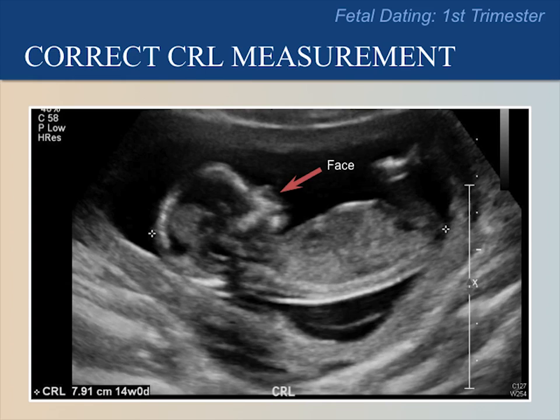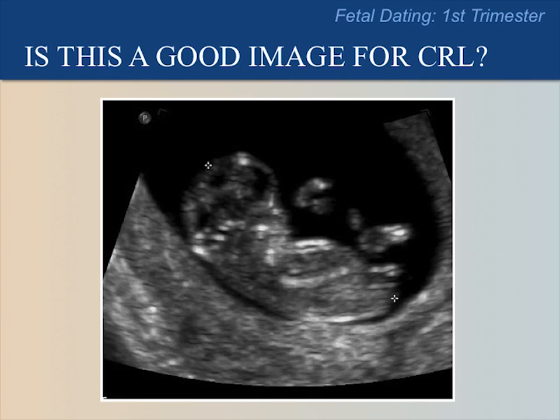The answer is that in this image, the fetus is in a neutral position, in profile, with correctly positioned calipers. Here we have labeled the face. Here is another measurement of crown rump length. Please pause the video now to ask the group if the crown rump length can be accurately measured based on the fetal position, profile, and caliper placement.